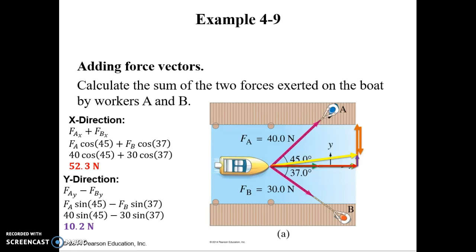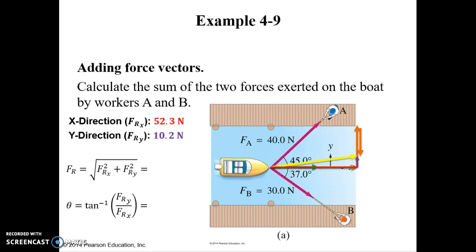52.3 is shown by the red arrow of just adding up all the vectors in the x direction, and 10.2 is shown by the purple arrow by adding up all the vectors in the y direction. The yellow arrow is the resultant force in the direction of the boat that will be heading for those two forces applied.